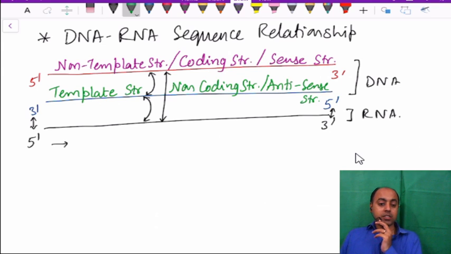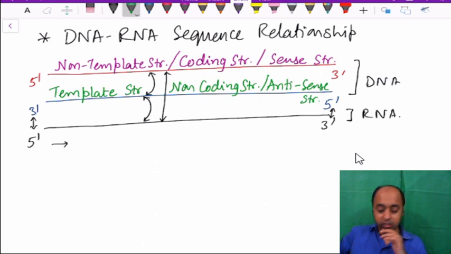These terms are very, very important, because when a question comes on the DNA-RNA sequence relationship, the diagram may not be there. Most probably the diagram will not be there, but the orientation will be described by these terms: the non-template strand, the coding strand, the sense strand, the template strand, the non-coding strand, the antisense strand. So the terms are very, very important.